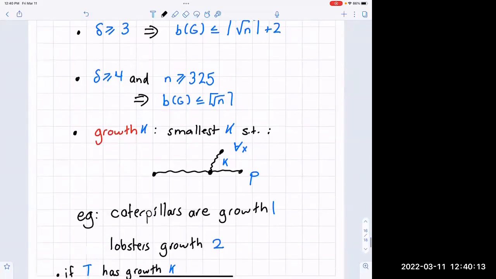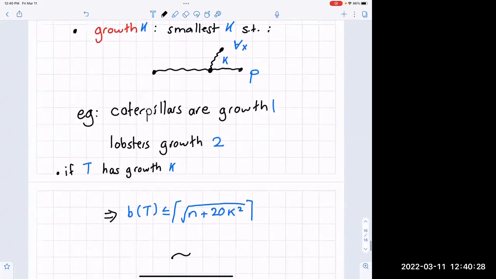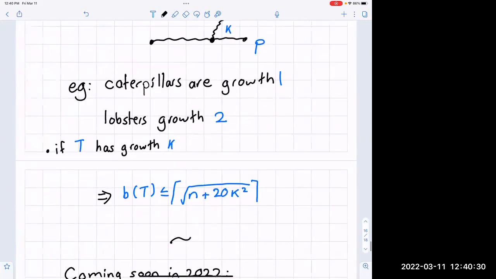Lobsters are growth 2. So growth is one way of thinking about how to generalize those results for caterpillars and lobsters, which are nice, but in some sense ad hoc, very specific families. So growth is what we think is a natural extension. And actually the bulk of our paper is spent on this: if you're growth k, then the BNC is asymptotically true, essentially. The burning number of T is at most root n plus 20k squared. Notice the multiplicative constant in front of n is 1, which is great.